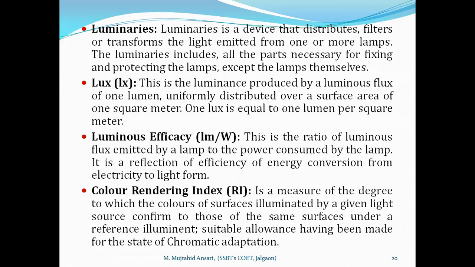Okay, so this is called a luminaire. A luminaire is a device that distributes, filters, or transforms the light emitted from one or more lamps. The luminaire includes all parts necessary for fixing and protecting the lamps, except the lamps themselves. So if you are going to purchase a light, the luminaire cost is different and the lamp cost is different. Suppose you are going to purchase an outdoor type mercury vapor lamp, the total luminaire cost is different, and you have to purchase the lamp separately. So excluding the lamp, it is called a luminaire.